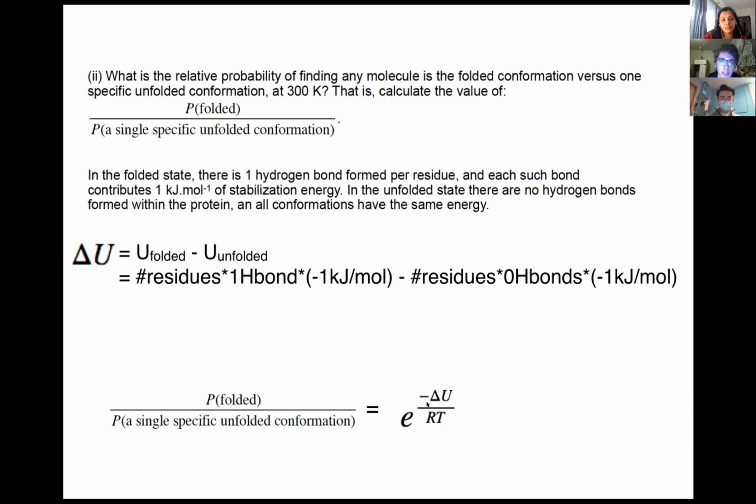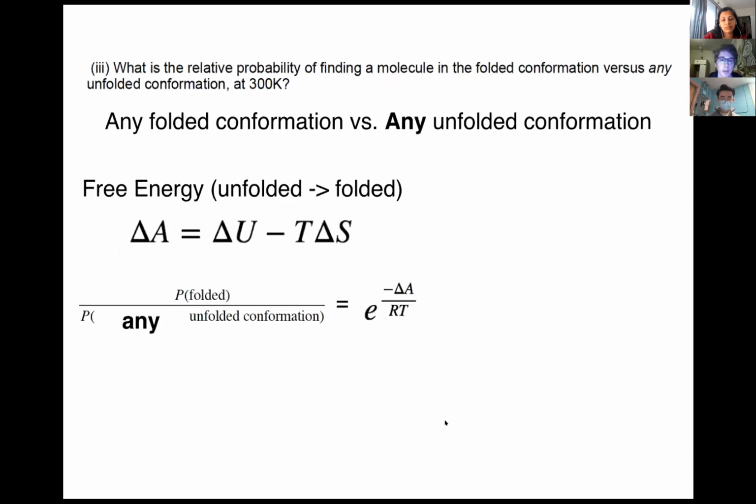All right, so next question. It's basically the same question, except now we're considering any unfolded conformation. So now when we calculate the relative probabilities, we have to consider the entropic difference between all possible conformations that each residue in the unfolded protein can take versus the one folded conformation. And we still have to consider the energy too. So we can do this using the free energy.